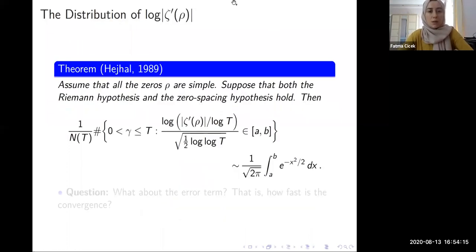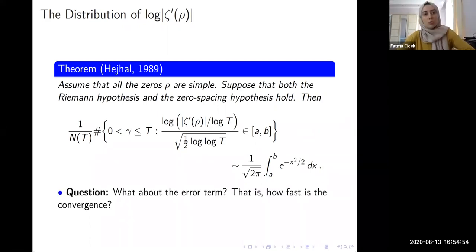What else Hejhal did was prove a discrete version of his result. He assumed that all the zeros have to be simple so that he is able to consider the real part of the logarithm of zeta prime at rho. Then he assumed that the Riemann hypothesis holds and that the zero spacing hypothesis, dependent on some parameter alpha, holds. This hypothesis I showed in the beginning of the talk. So he showed that asymptotically this distribution function is the same as the distribution of the standard Gaussian.